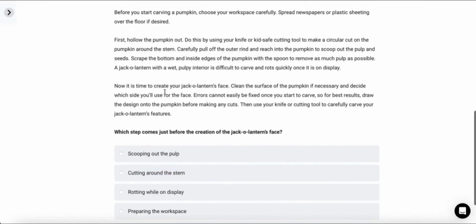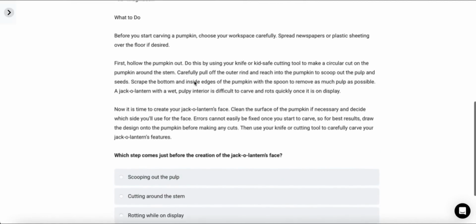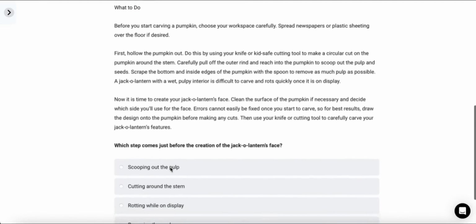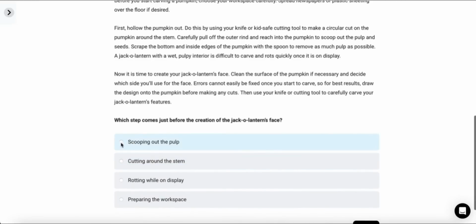So let's look for the sentence that talks about the jack-o'-lantern's face. This would be here in the third paragraph. Now it is time to create your jack-o'-lantern's face. So let's look just before this sentence. A jack-o'-lantern with a wet, pulpy interior is difficult to carve and rots quickly once it is on display. Scrape the bottom and inside edges of the pumpkin with the spoon to remove as much pulp as possible. This is the step completely before creating the jack-o'-lantern's face. So the correct answer is scooping out the pulp.